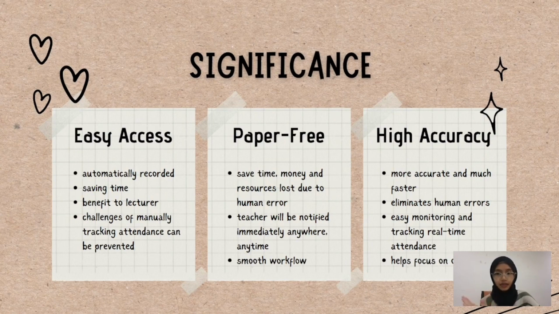Lastly, it is high accuracy. It is more accurate and much faster. It eliminates human error, and allows easy monitoring and tracking of real-time attendance. It also helps teachers to focus more on their other tasks. Manually managing attendance data usually takes a long time and with many students is quite tedious indeed. With online attendance, this can improve efficiency from taking attendance manually. Lecturers in university management can monitor student attendance easily.